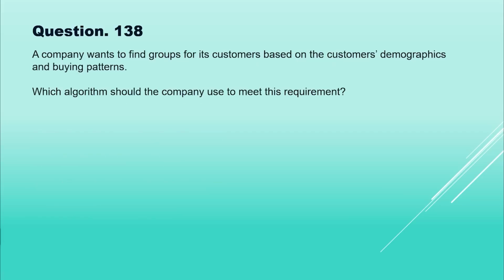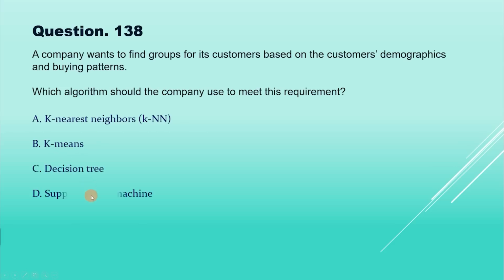Now question number 138. A company wants to find groups for its customers based on the customers' demographics and buying patterns. Which algorithm should the company use to meet this requirement? Here are the options. K nearest neighbor, K means, decision tree, support vector machine. So these are four options. You have to guess the correct one.